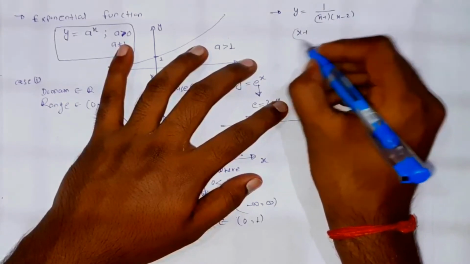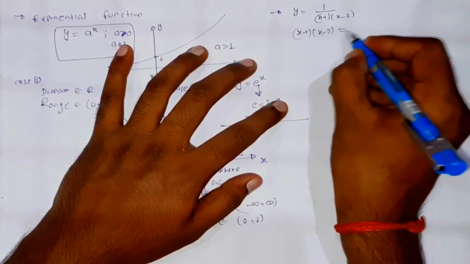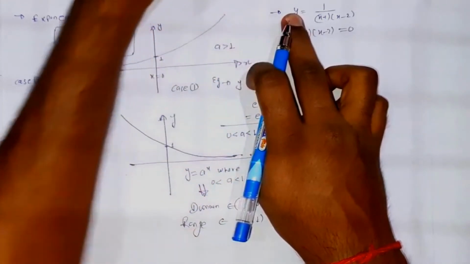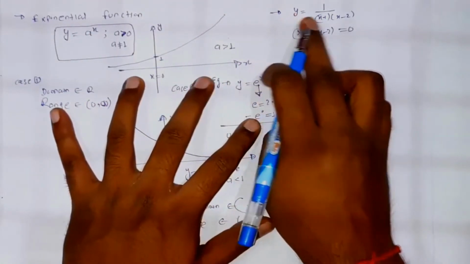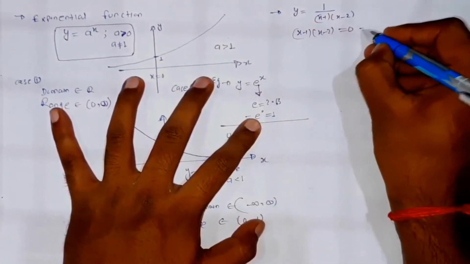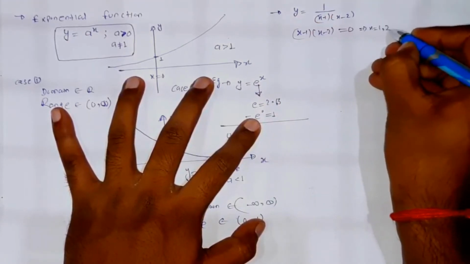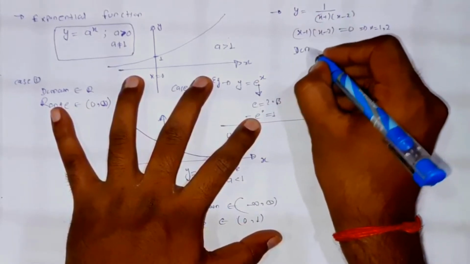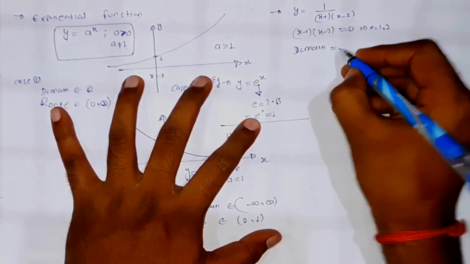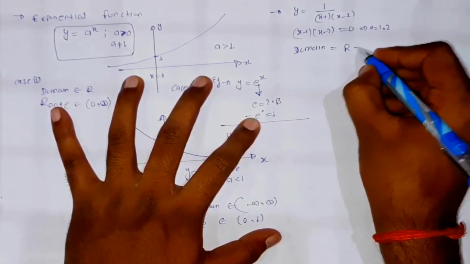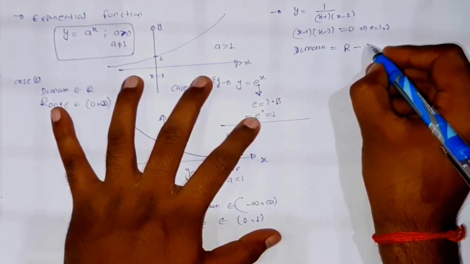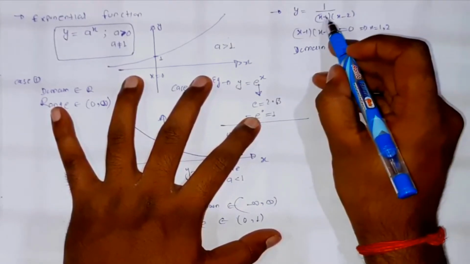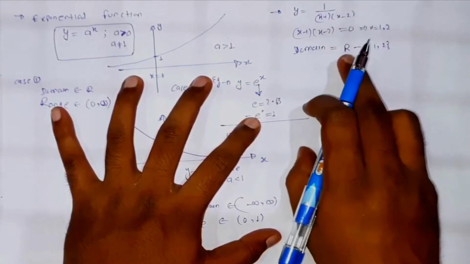If we put (x minus 1)(x minus 2) equal to 0, then y is going to be undefined, that is x equals 1, 2. So these are the points for which this function is undefined. So the domain will be real: all the values of x from minus infinity to infinity except 1, 2, because at 1, 2 this function is going to be undefined. So this is the domain of this function.